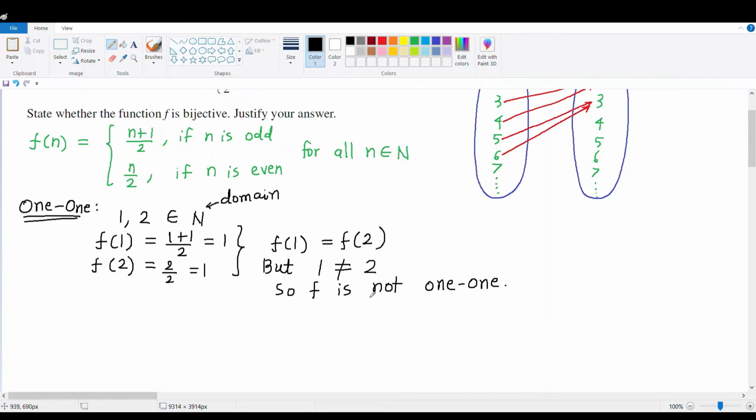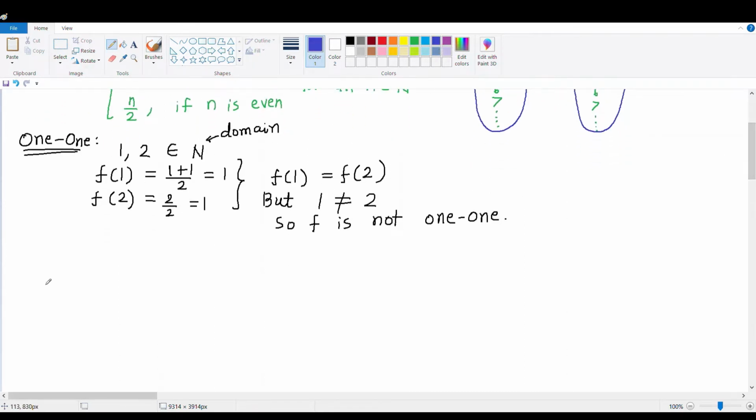To show that this function is not one-to-one, we just had to give one example. We did that, and we are done with showing that it is not one-to-one. Now we are going to show that this function is onto.